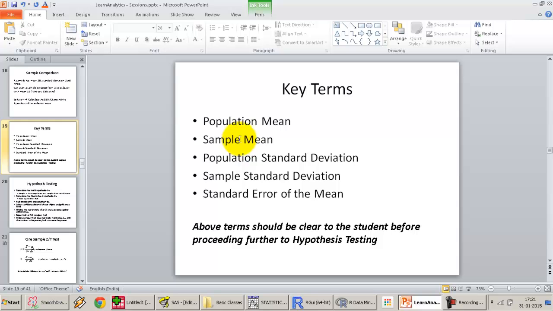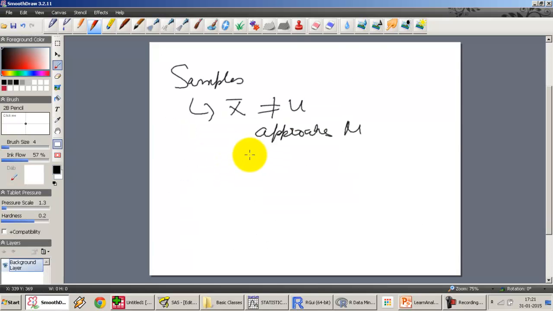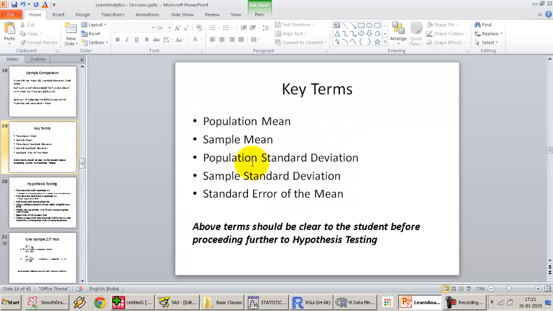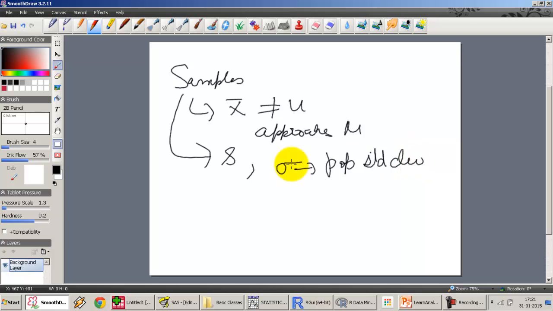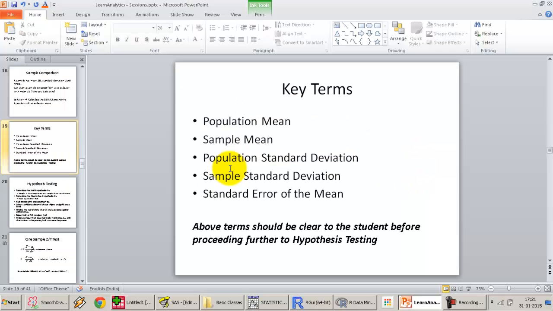Going back again, the population standard deviation. We will not have the population standard deviation. We will almost always have the sample standard deviation. The sample standard deviation is denoted by the letter S, whereas sigma refers to the population standard deviation. The population standard deviation is not known to us, so we typically always get the sample standard deviation.